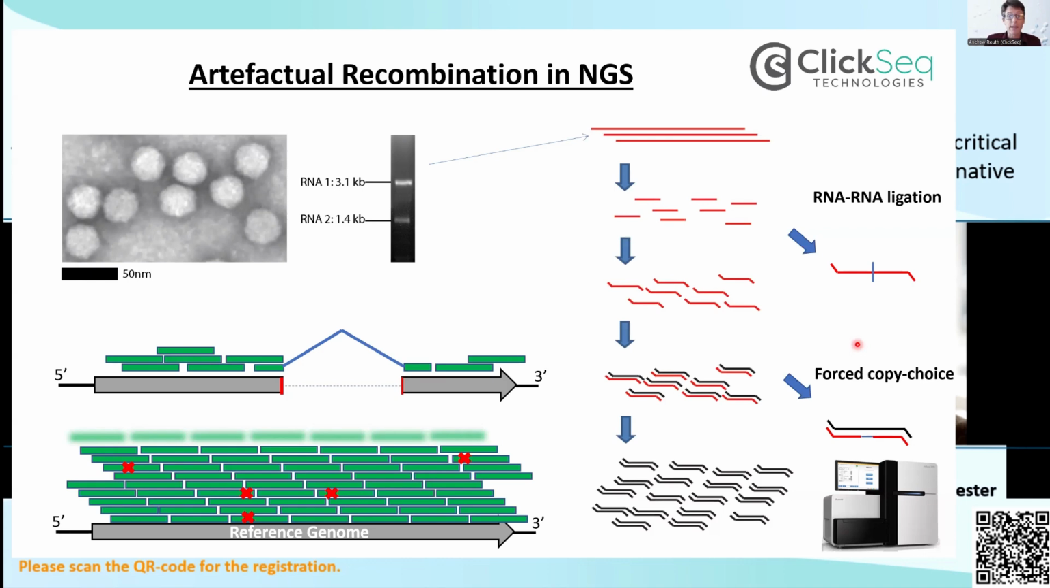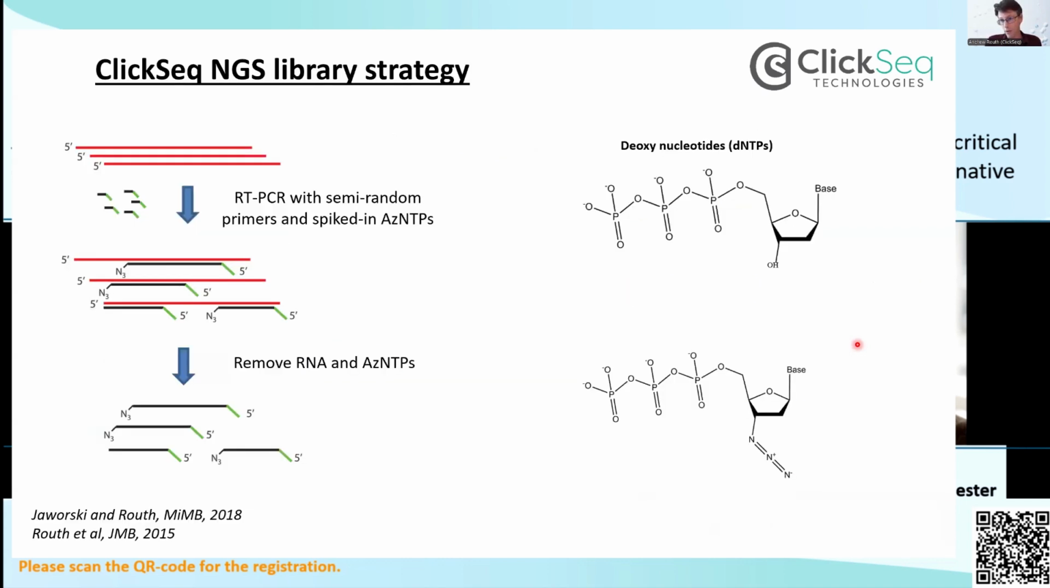And so this is why ClickSeq ended up being a really good solution for studying RNA recombination in virus samples. Firstly, we don't have to fragment the RNA. You can just start off with total RNA straight from your biological sample. And then in a simple reverse transcription reaction, we can spike in these azido-nucleotides. So in other words, we have around a 1 to 20, 1 to 40 ratio of azido-nucleotides that have this terminating azido group with our normal deoxynucleotides. And then during the reverse transcription reaction, these azido-nucleotides will get stochastically incorporated into the cDNA.